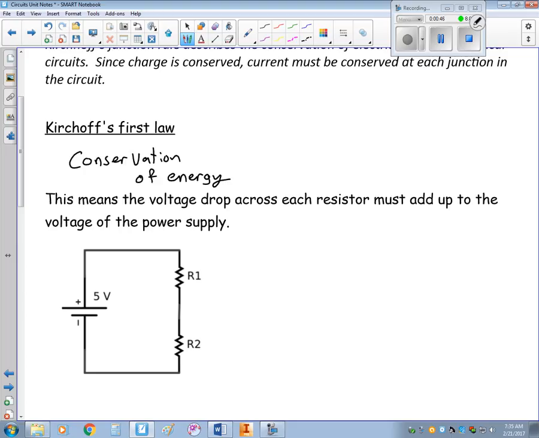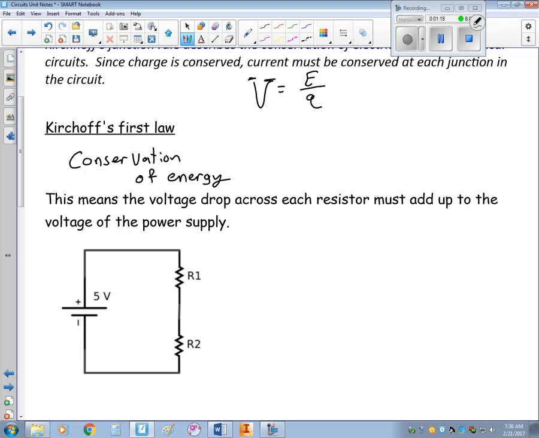We have to think about this indirectly. We haven't really talked about energy, but we have talked about voltage. And remember that voltage is the energy per charge. So if I have a 9-volt battery, basically that means that each coulomb of charge that 9-volt battery has will have 9 joules of energy. So when we talk about energy in a circuit, really what we're talking about is voltage.